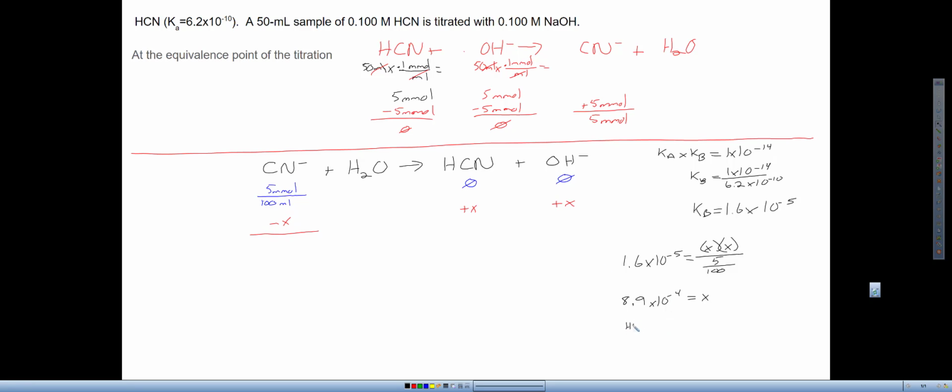And so, of course, H times OH, which I can then plug into the negative log of H. We could have also found pOH here and done the similar thing. Either way.